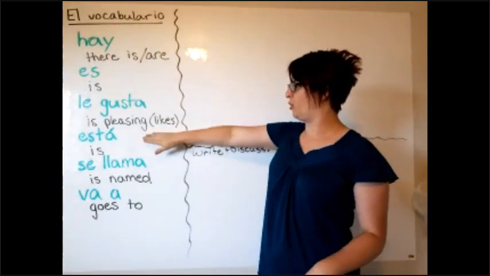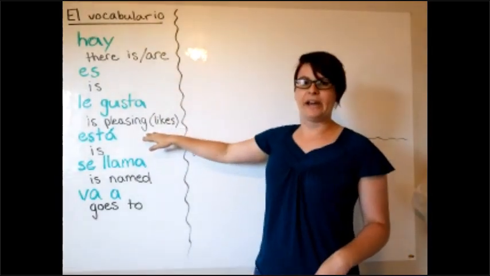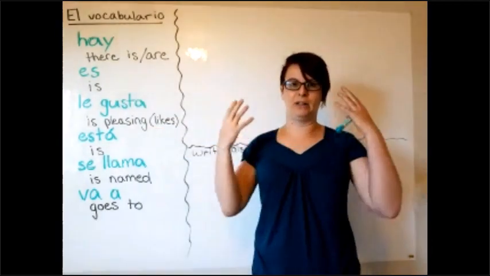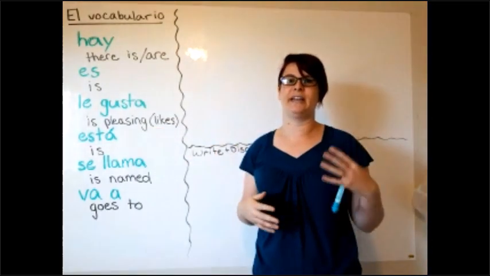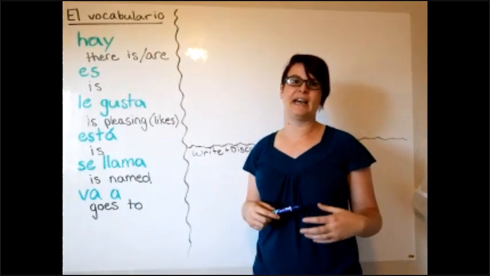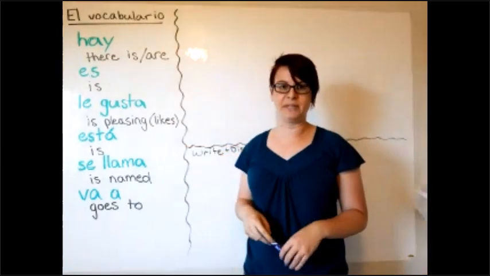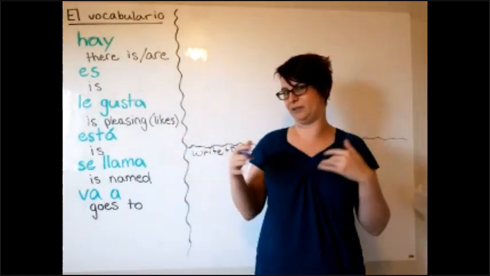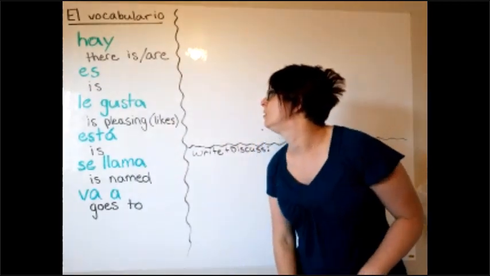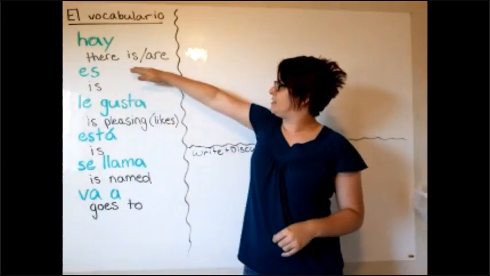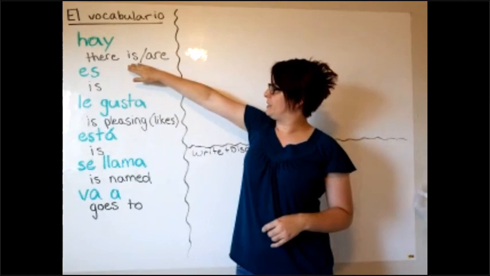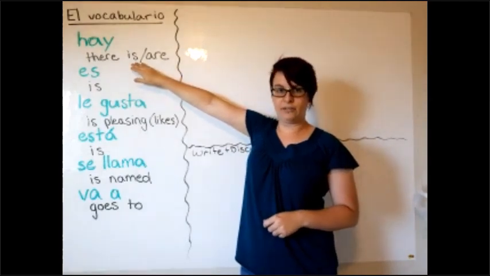I'll write words on the board, I'll point to them here, but then I try to wean them off of the board by looking at me and looking at my actions, and that gets them thinking a little bit more about the sounds rather than reading it on the board like subtitles. So this kind of subtitles in different stages. So the first one I have is hay. Hay means there is or there are.